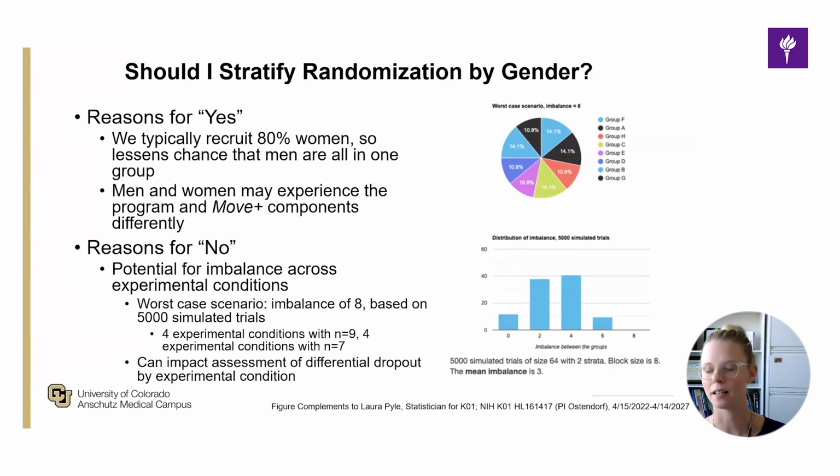And so I had my statistician run 5,000 simulated trials. In a worst case scenario, there would be an imbalance of 8 if we're targeting a sample of 64. So we could have 4 experimental conditions that have a sample of 9 and 4 that have a sample of 7. And that could be really problematic if we're trying to assess if there's differential dropout by experimental condition. And so ultimately, I don't think I'm going to stratify by gender because of this risk. But I could be swayed. I haven't made a final decision yet.